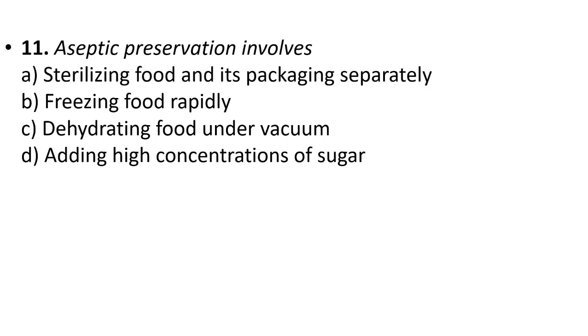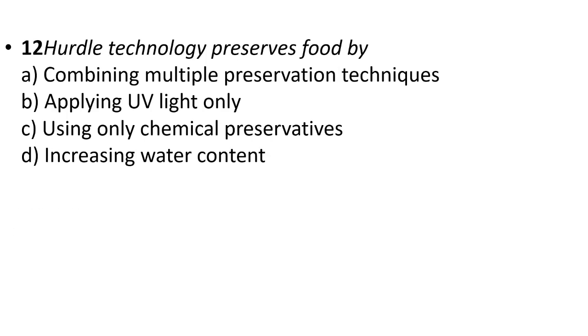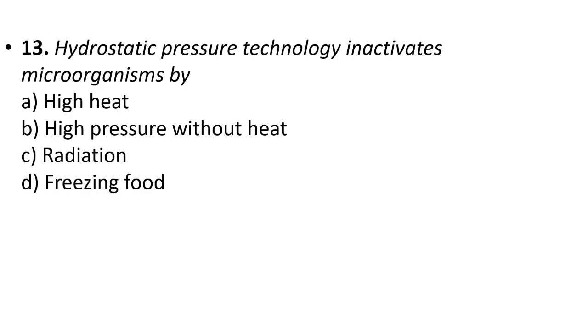Sodium benzoate. 11th question. Aseptic preservation involves sterilizing food and its packaging separately, freezing food rapidly, dehydrating food under vacuum, adding high concentrations of sugar. Your answer is option A. Sterilizing food and its packaging separately. 12th question. Hurdle technology preserves food by combining multiple preservation techniques, applying UV light only, using only chemical preservatives, increasing water content. Your answer is option A. Combining multiple preservation techniques.